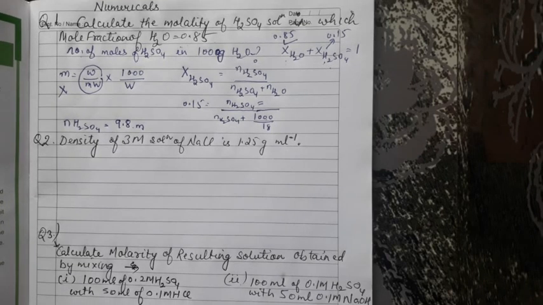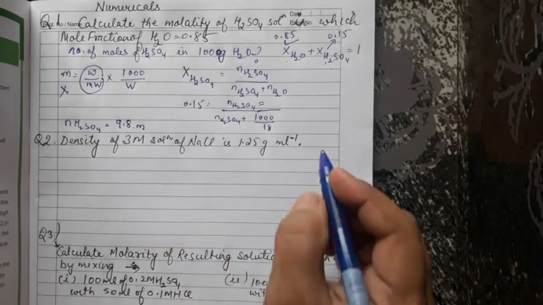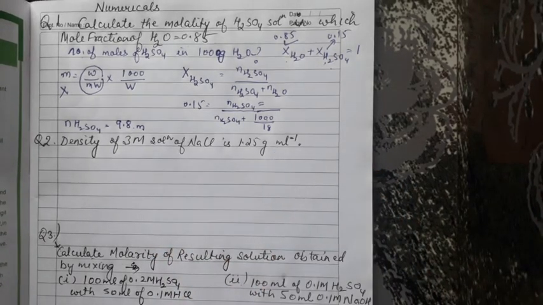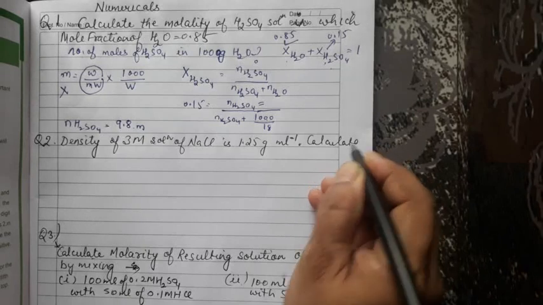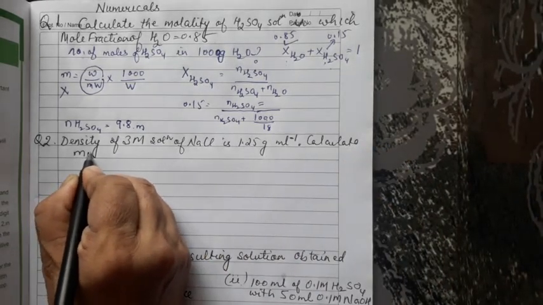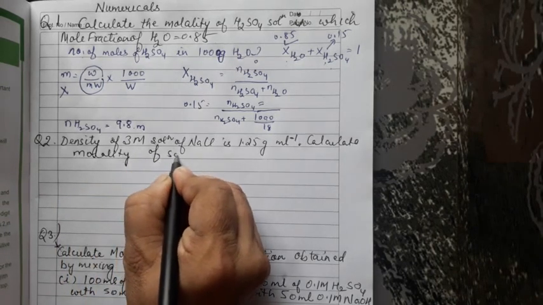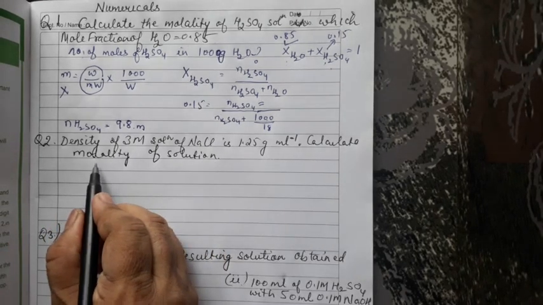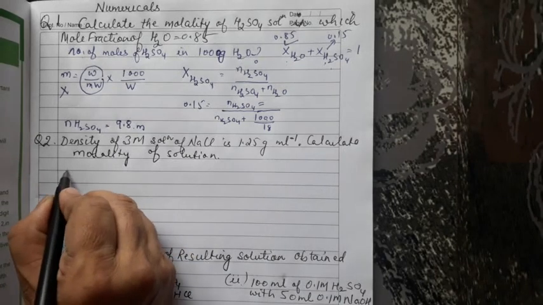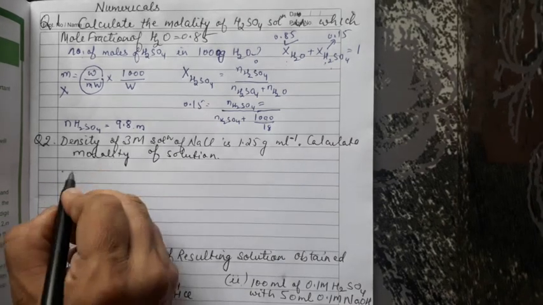Now what is the next question saying? You have to calculate the density of 3 molar of the solution is given. Okay, this is given to you and you are asked to calculate molality of the solution, small m. You are asked to calculate molality of solution. Molality of solution means again moles in 1 kg we have to calculate. So what is it? We will be writing. Now first we know what this 3 molar means.